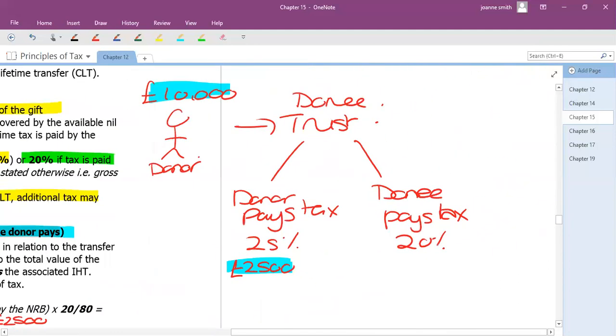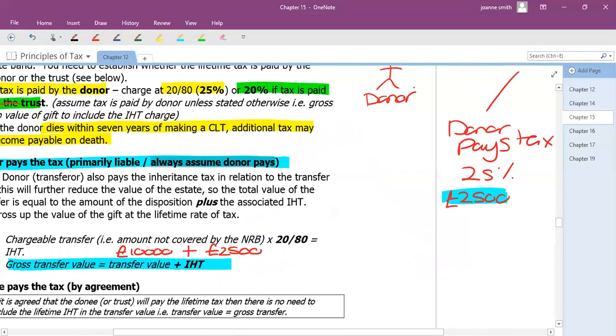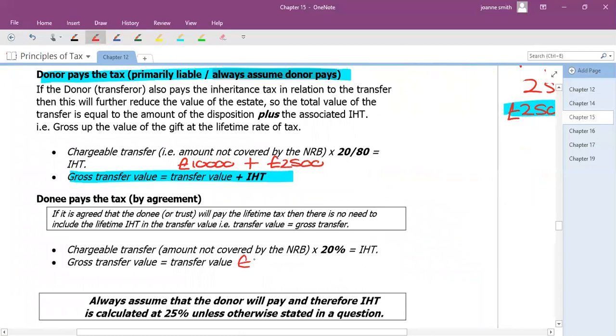Whereas if the donee pays it, then my estate will only fall by 10 grand, won't it? Because the person that's paying the tax will be the trust. They'll pay tax of £2,000, but that's not coming out of my pocket. That's coming out of the pocket of the person that's getting the gift. So as far as I'm concerned, the value of my estate falling will just be the original transfer value. As I say, you don't need to do those calculations, but it might help you to have some numbers there to understand really what's going on.